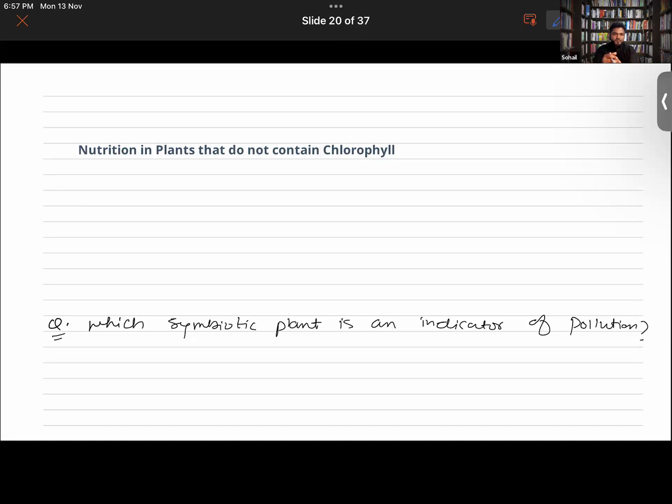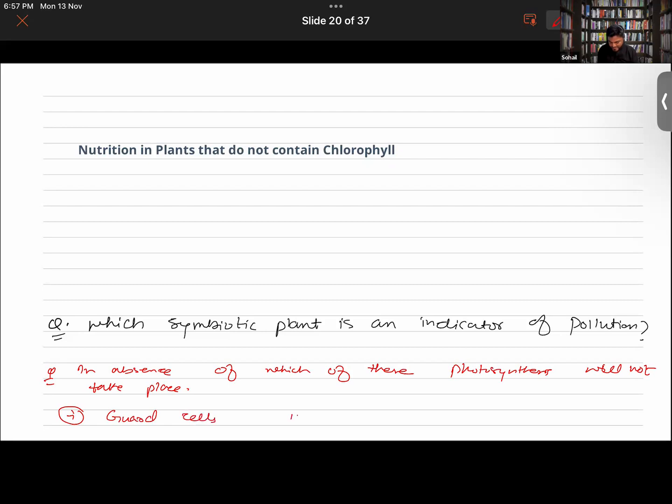Sir, it's the guard cells. Can you write down the options? Let me. Yeah, that will be better. In absence of which of these will photosynthesis not take place? First, guard cells. Second is chlorophyll. Third is vacuole, and the fourth is space between cells.